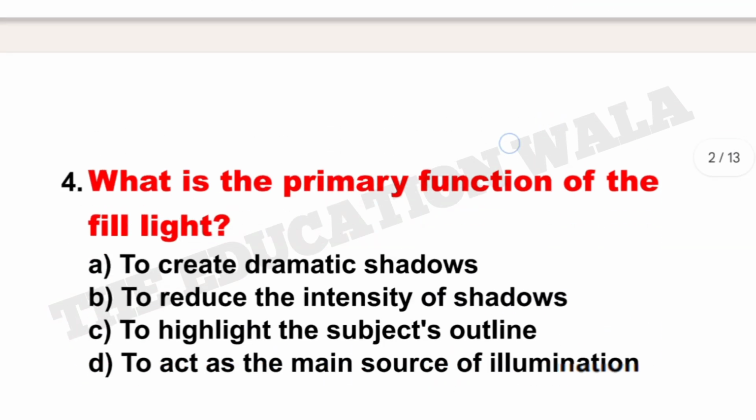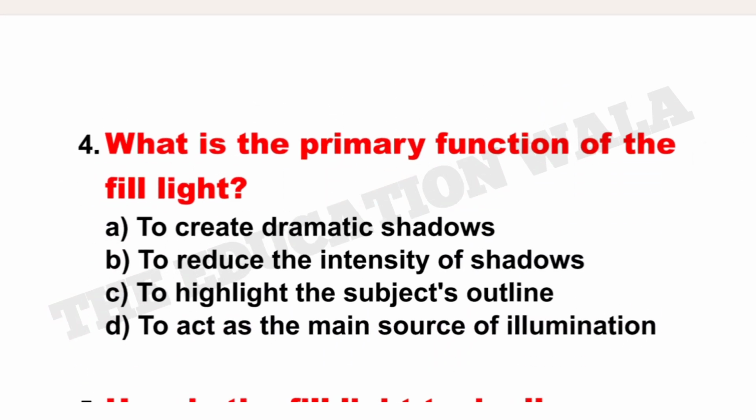Question number 4. What is the primary function of the fill light? Option A: to create dramatic shadows. Option B: to reduce the intensity of shadows. Option C: to highlight the subject's outline. Option D: to act as the main source of illumination. Right answer is to reduce the intensity of shadows.